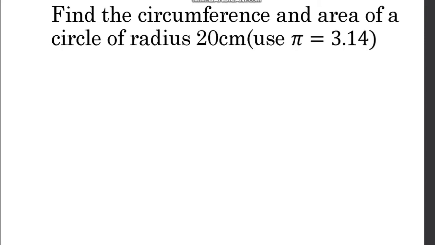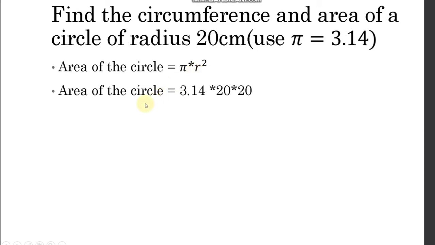Now we come to the exercise. Find the circumference and area of a circle of radius 20 centimeters. So here radius is already given, 20 centimeter, and we need to find out the circumference and area. So first thing we will calculate is the area of the circle. Area of the circle formula is pi r square. Pi is 3.14, r is 20, r square is there, so 20 multiplied with 20. Now multiplying all this I will get 1256 centimeter square. So this is the area of the circle.